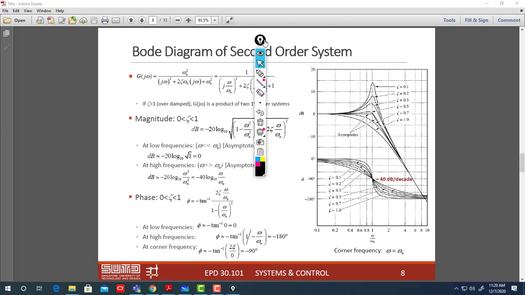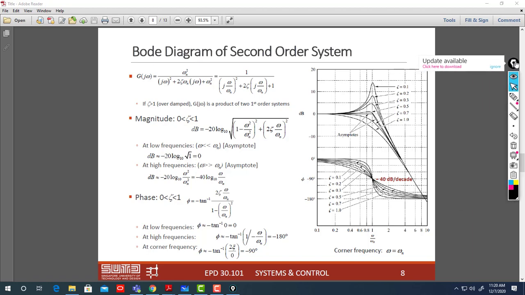As we said, if zeta is more than 1, it's overdamped, and therefore G is a product of two first order systems. Now what is the magnitude? We calculate the magnitude when zeta is between 0 and 1 at low frequency and at high frequency, and we get the asymptote as we demonstrated last time. Also, we could find the phase at low frequency, at high frequency, and at the corner frequency, as we always do.